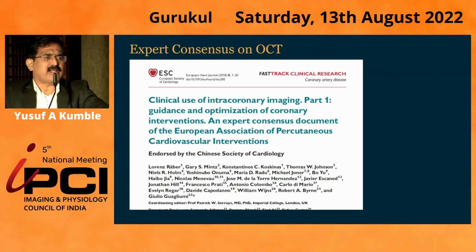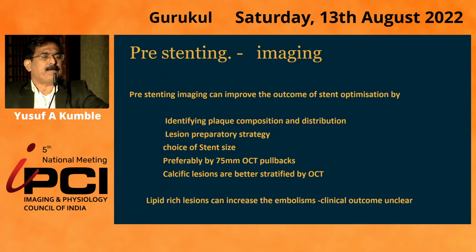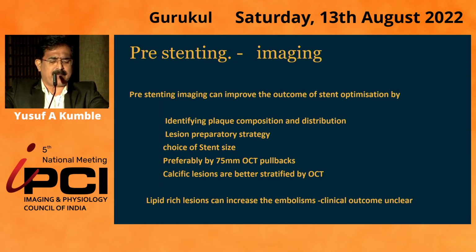In many trials, we have gone through the different studies, and there is no unified criteria for stent optimization. Different research groups of OCT in different trials, like the DOCTORS trial and the ILUMIEN III trial, have used different parameters for stent optimization. However, we have some expert consensus from the European Association of Percutaneous Cardiovascular Interventions. For pre-stenting imaging, the consensus is more like this: pre-stenting imaging can improve the outcome of stent optimization by identifying the plaque composition and distribution.